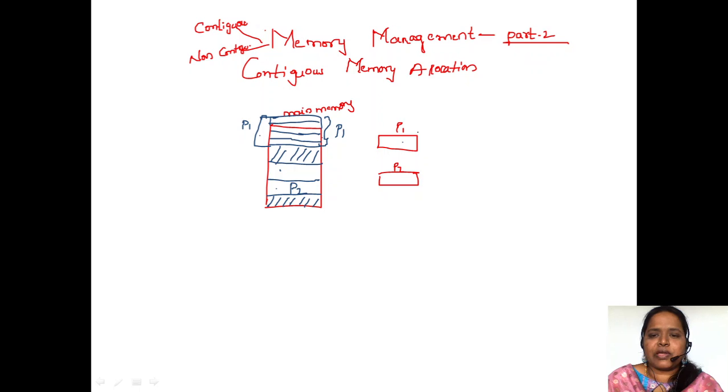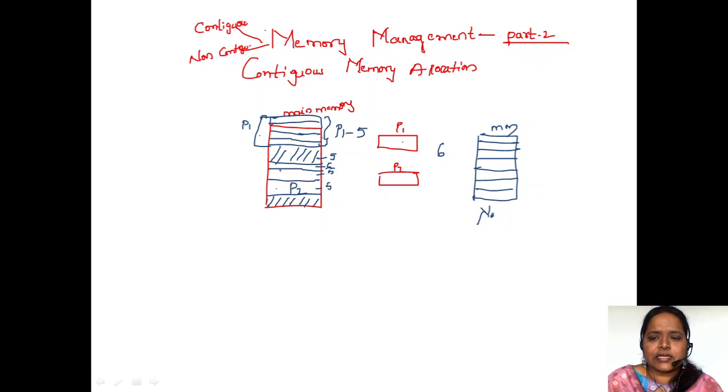Suppose P1 has 6 instructions, but my partition can accommodate only 5. Non-contiguous means that P1's 5 instructions are allocated here, and here one empty space is there, so the 6th instruction is allocated there. This is non-contiguous. Wherever we find the space, we allocate the process over there.